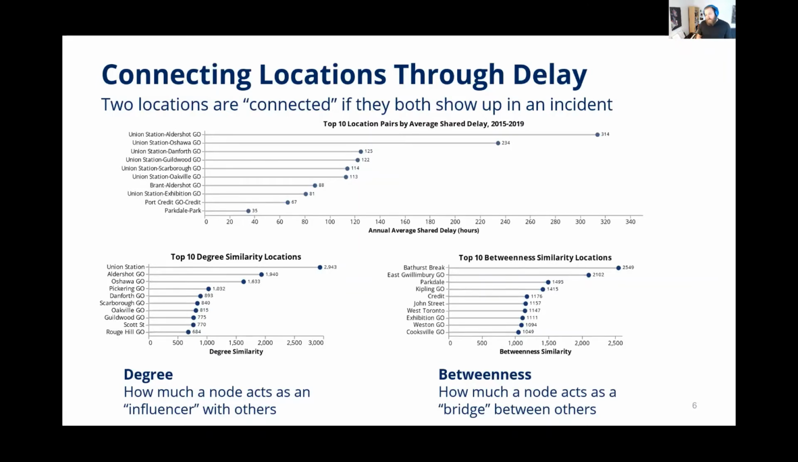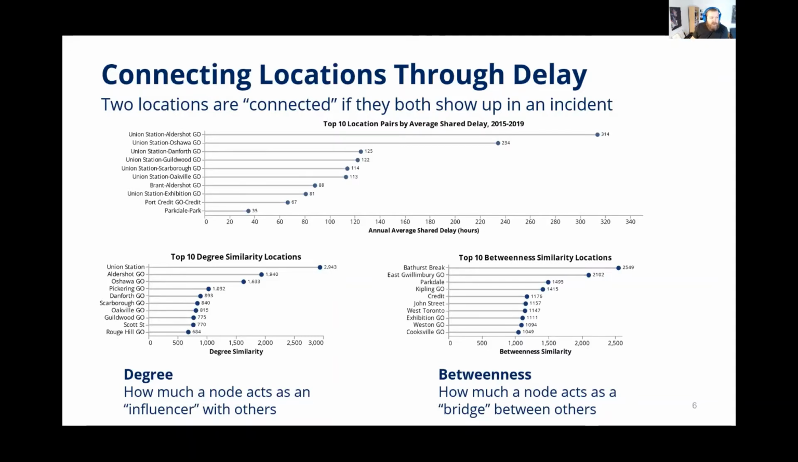And we can use some graph analysis techniques to learn a little bit about different features of that sort of delay graph. Here you can see location pairs in the top chart. So for example, Union Station and Aldershot GO, which are the two terminal stations of the Lakeshore West line, share a lot of common delay. So if there's a delay on that entire corridor, it will affect departing delay at both ends of that. Similarly, Union Station and Oshawa, terminal stations of the busy Lakeshore East line as well.